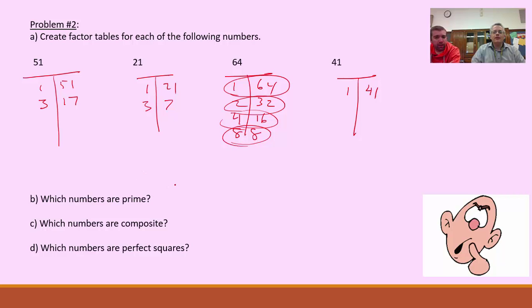Which numbers are prime? Just 41. Which numbers are composite? The other 3. And 64, perfect square? 64 is 8 times 8, which is 8 squared. Remember, when they ask for the perfect square, put 64, not 8. 64 is the perfect square; 8 is what you square.